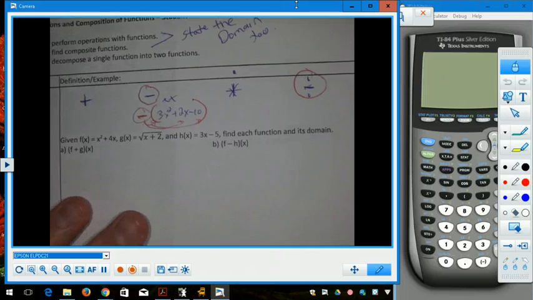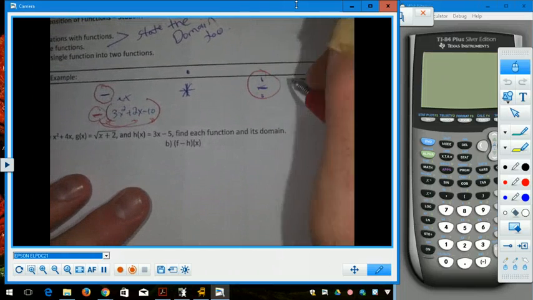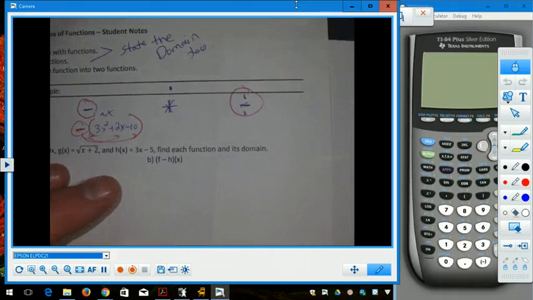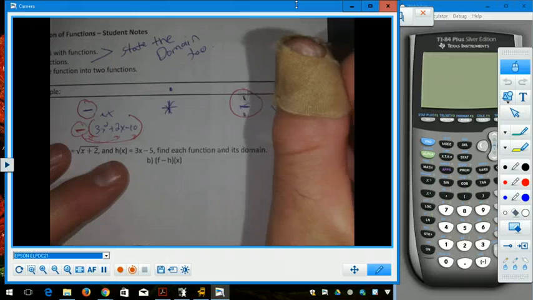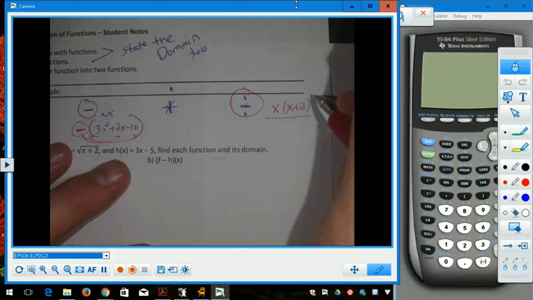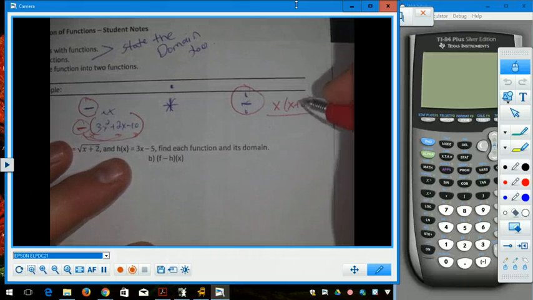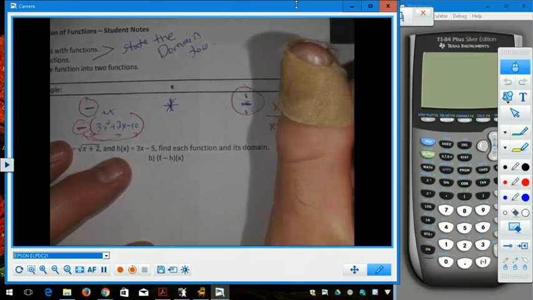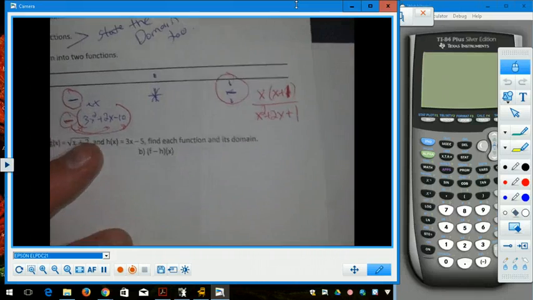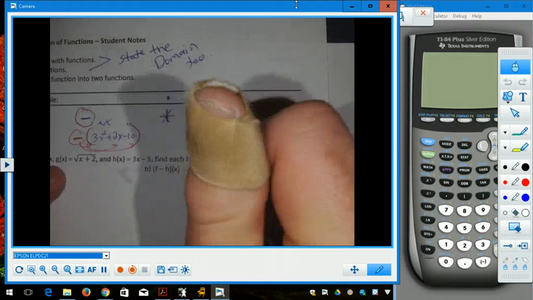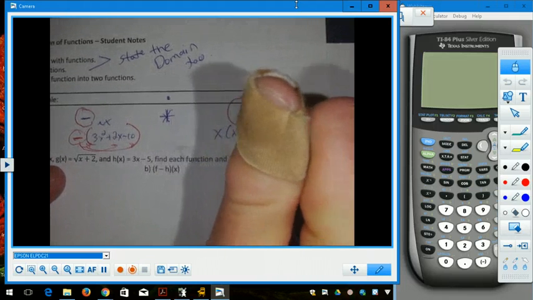The other thing comes with division, and it may be something as simple as I have x by x plus 2 up here, and down here I have x by x plus 1, and down here I have x squared plus 2x plus 1. Can I leave my answer like this? What do I need to do? Factor, one of the F's of mathematics. So we're going to factor it to see if we can reduce it, right?